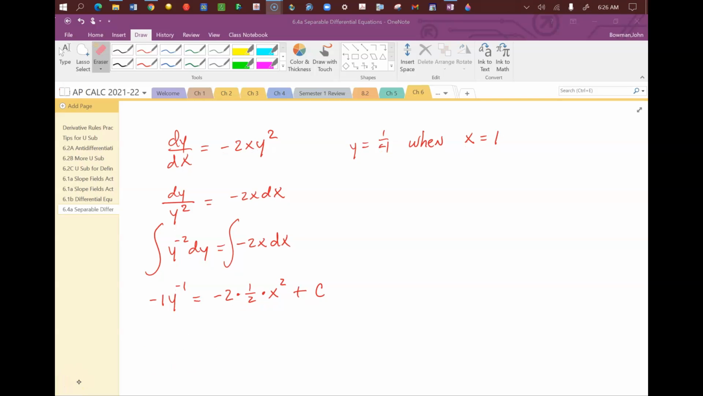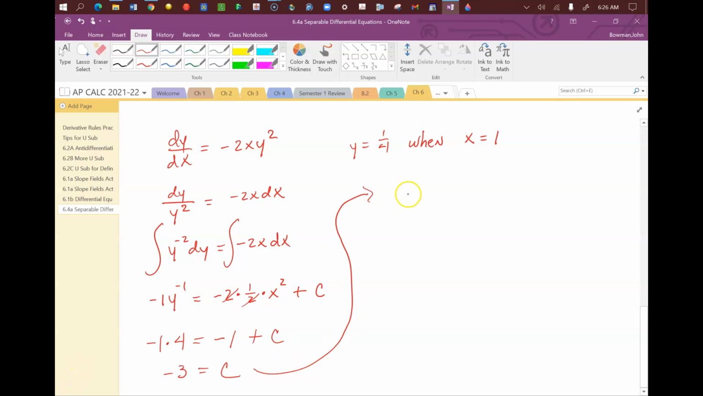At this point, we need to plug in x and y and solve for the constant c. So negative 1 times 1 over 1/4, which is going to be 4, is equal to negative 2 times 1/2. Those cancel out, but we still have a negative there, times 1 plus c. So we have negative 4 plus 1, or negative 3, is equal to c. Okay, so where does that leave us?